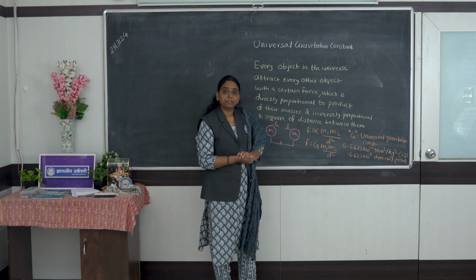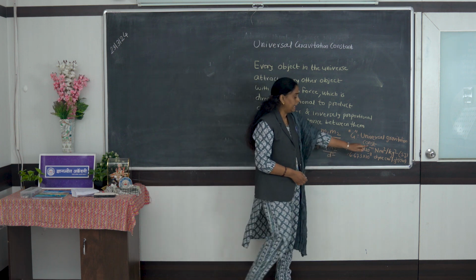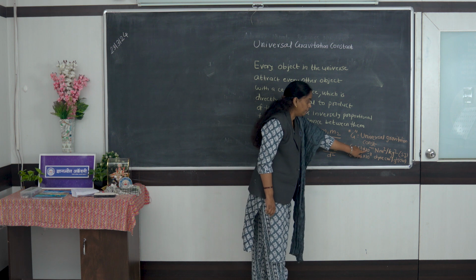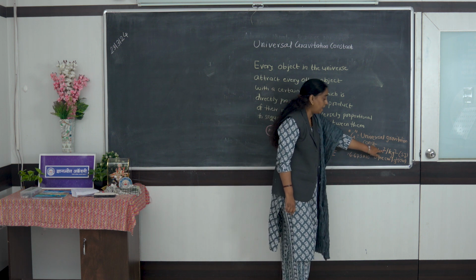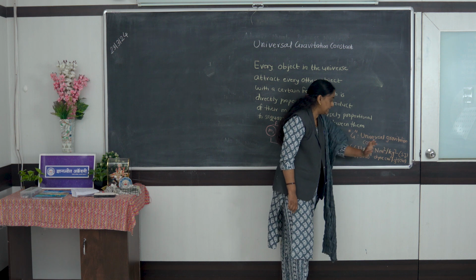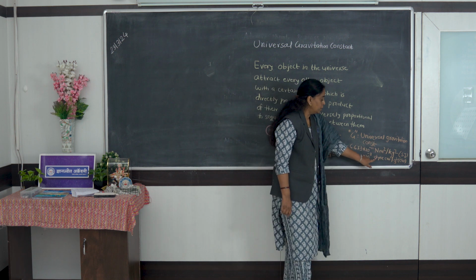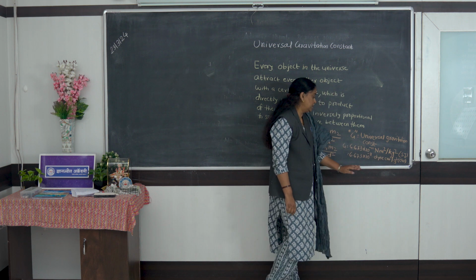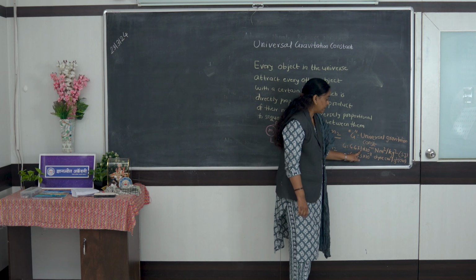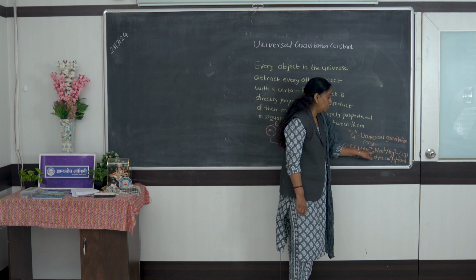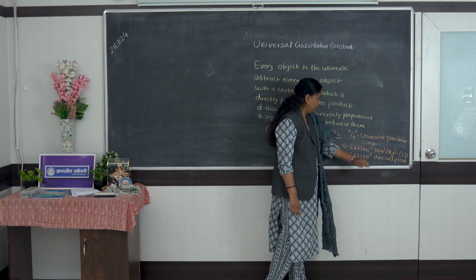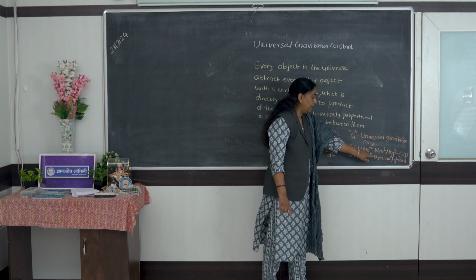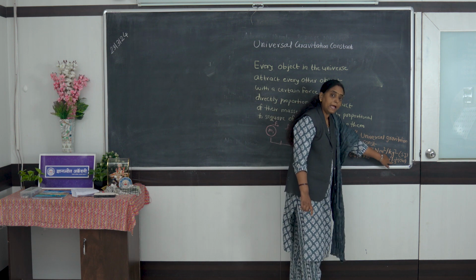What is the unit of this universal gravitation constant? What is the value? In the SI system, the value is 6.673 into 10 raised to minus 11, and the unit is Newton meter square per kg square. In the CGS system, the unit is dyne centimeter square per gram square, and the value is 6.673 into 10 raised to minus 8 dyne centimeter square per gram square.